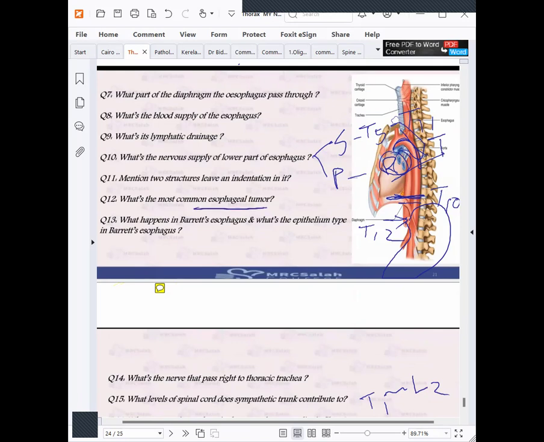What is the most common esophageal tumor? Adenocarcinoma. Most common esophageal tumor? Squamous cell carcinoma, most common. Okay. So what happens in Barrett esophagus?